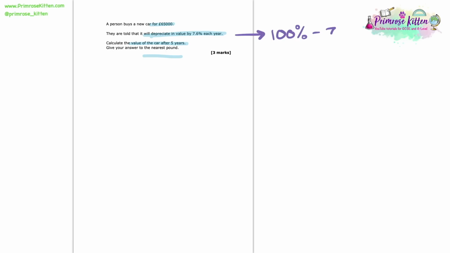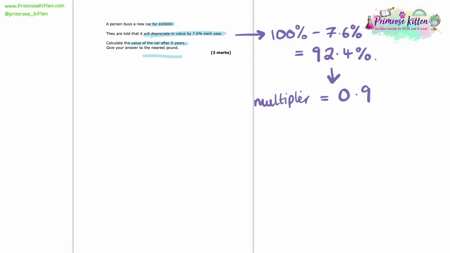So if we consider the original value to be 100% and take away that 7.6%, we're left with 92.4%. Now that's really helpful because we can change that percentage into a multiplier. And any of these compound interest or depreciation questions are made so much easier if you have this multiplier. Simply convert that percentage to a decimal, 0.924, and you do that by dividing by 100.